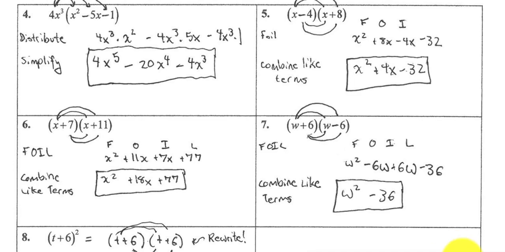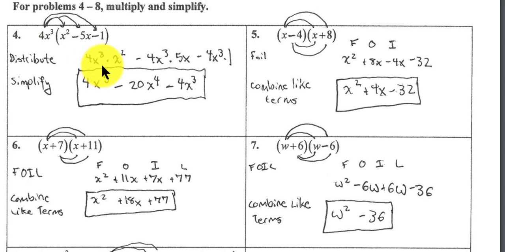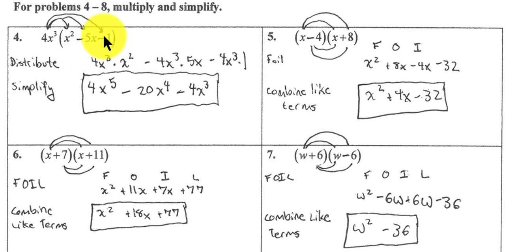And then this was just a review. Multiply and simplify. So we distribute the 4x cubed to the x squared, to the 5x, to the 1, the -1, the -5x. And then we do the math. Remember the rule of exponents, we add the exponents. 3 plus 2 is 5. 3 plus 1 is 4. 4 times 5 is 20. So that's where this comes from.